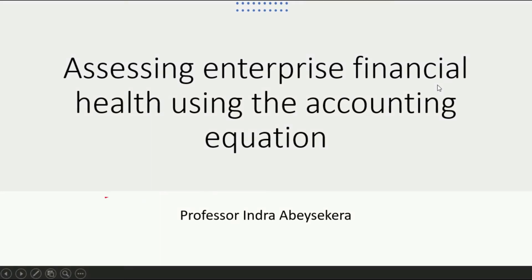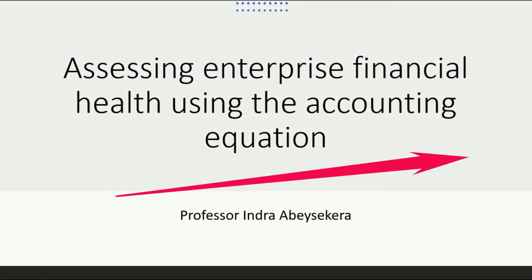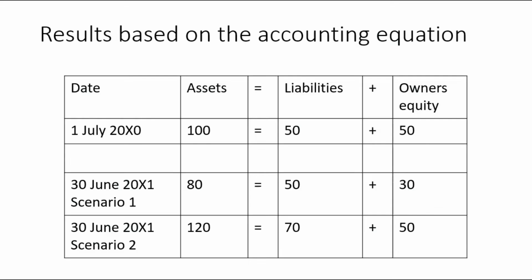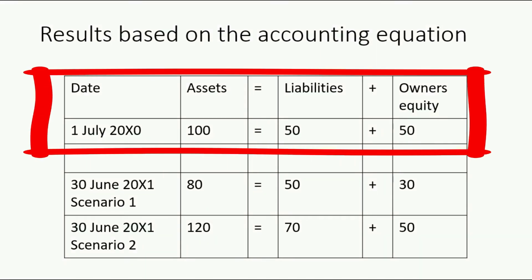The accounting equation can be helpful in assessing an enterprise's financial health situation. Let's take an example. At the beginning of the period, the accounting equation is such: assets are 100, liabilities are 50, and owner's equity is 50.